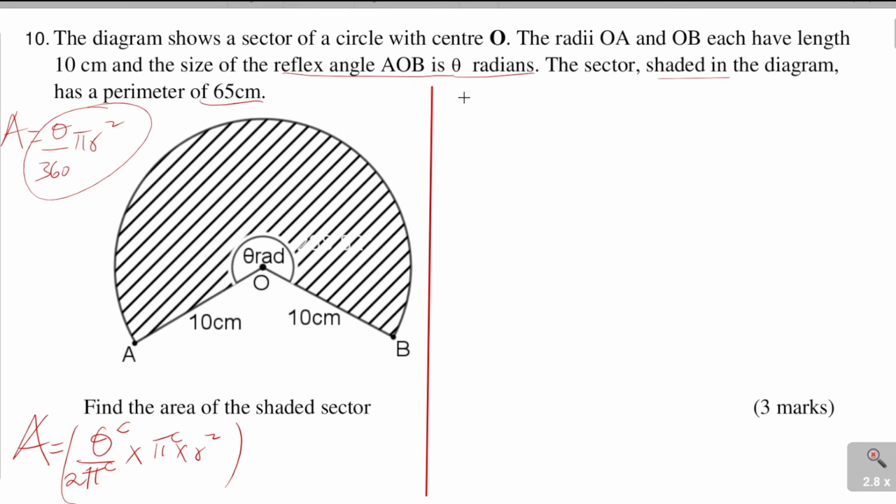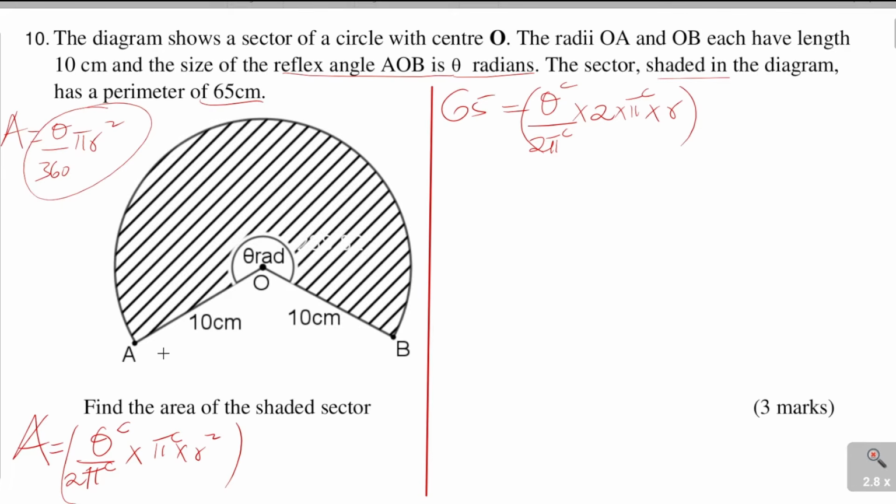So how do we get the perimeter? The perimeter is given as 65. We get the length of the arc from A all the way to B, and then we add 10 plus 10. So how do we get the length of this arc? That will be given by theta radians divided by 2 pi radians times 2 times pi radians times radius.